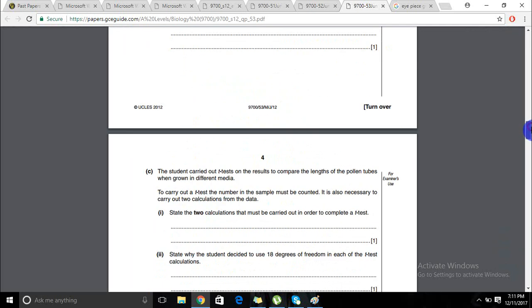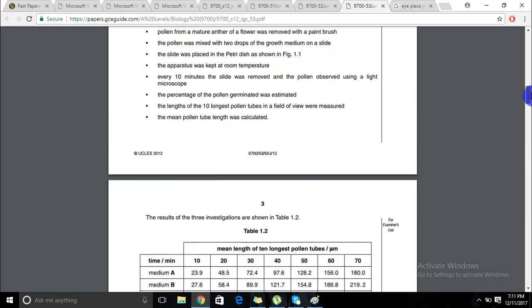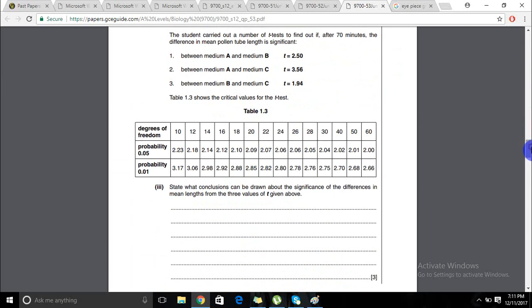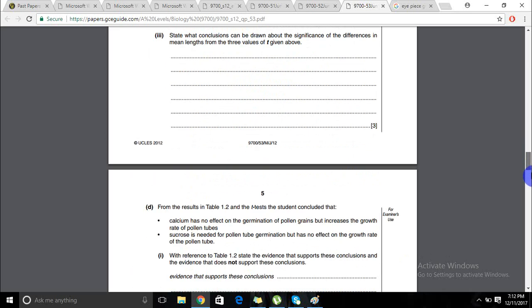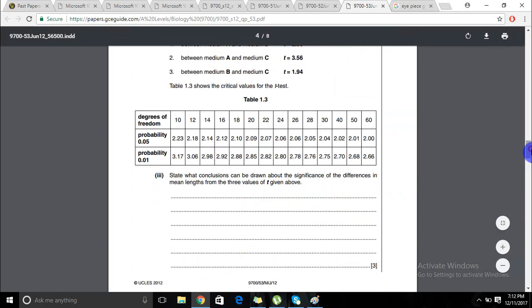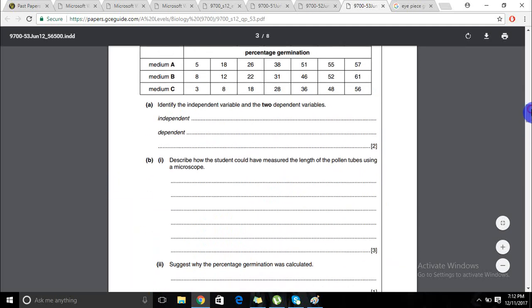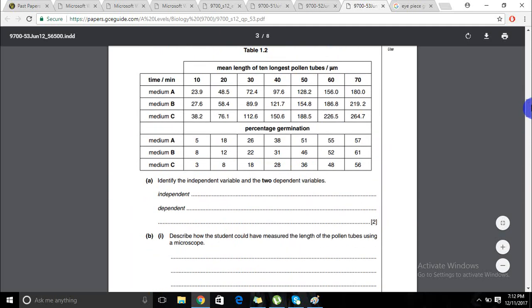And then there is sucrose. Sucrose is literally the same for all of them, 10, 10, 10. And let's check out the fact that for AB, it is significant. AC, it is also significant. For BC, it is not significant. So we have to compare those. Where are they? Yep, over here. So B and C.